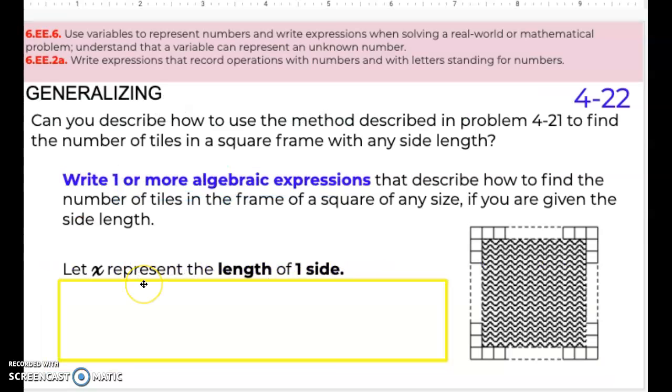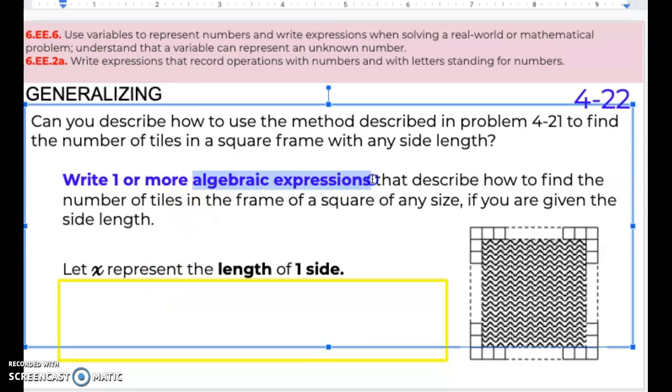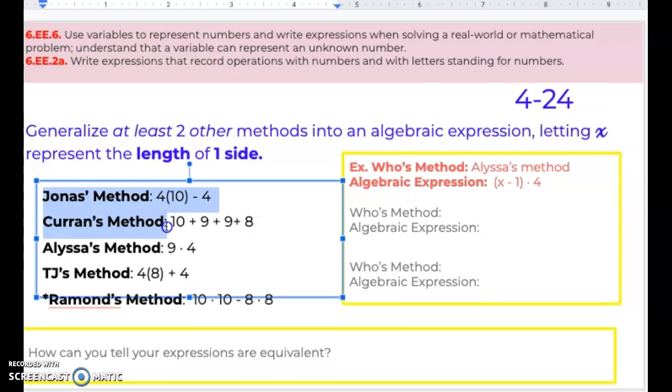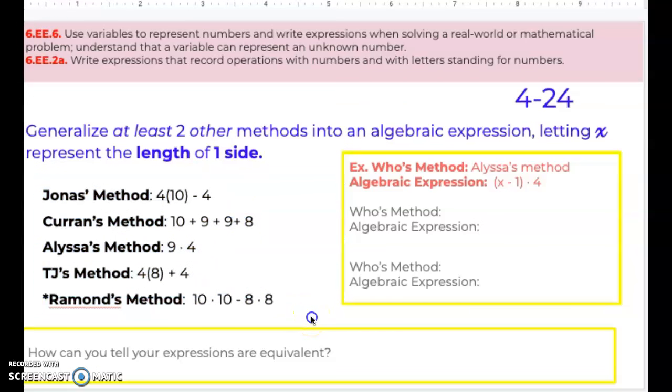So you're going to now think about how can you write an algebraic expression using x to be the length of one side. Please pause this video and put your answer in this slide now. So you probably found that you were thinking about generalizing that expression for the total tiles using a method similar to one of the ones that we've seen here in these numerical expressions. And so you're going to do some more practice generalizing today.